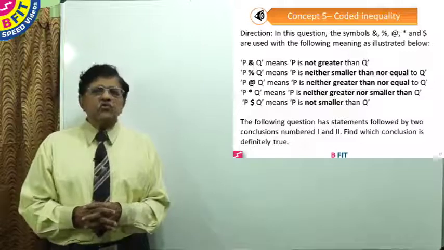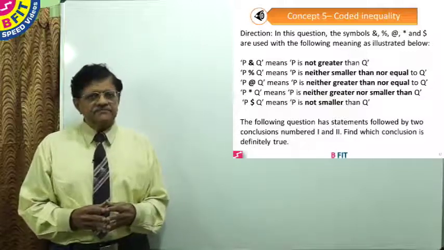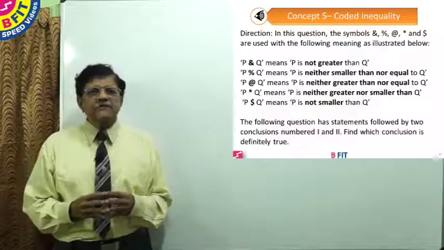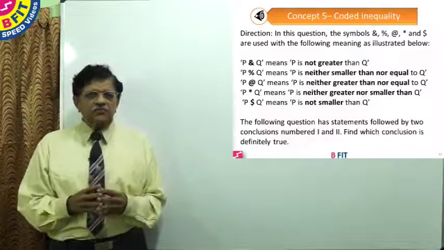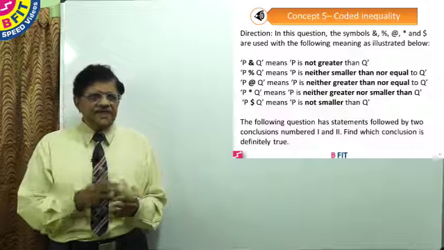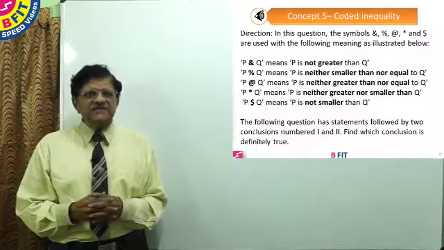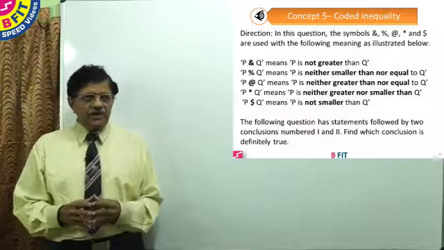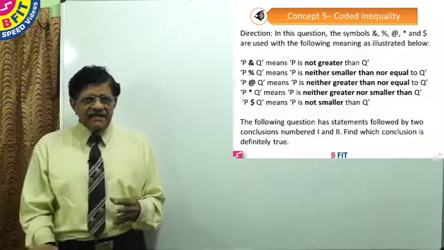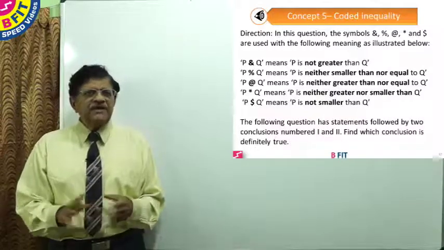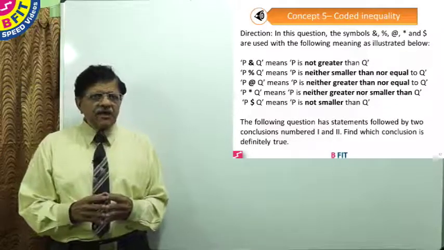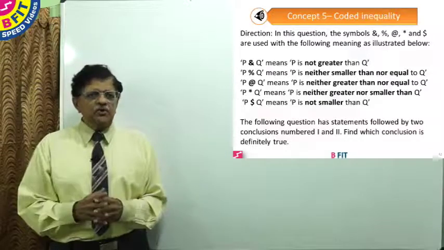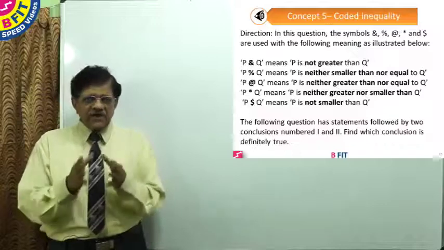P ampersand Q means P is not greater than Q. It means P is less than or equal to Q. P percentage Q means P is neither smaller than nor equal to Q. That means percentage means greater than. P at the rate of Q means P is neither greater than nor equal to Q. That means P is smaller than Q. P star Q means P is neither greater than nor smaller than Q. That means P is equal to Q. P dollar Q means P is not smaller than Q. That means P is greater than or equal to Q. So these codes are given.